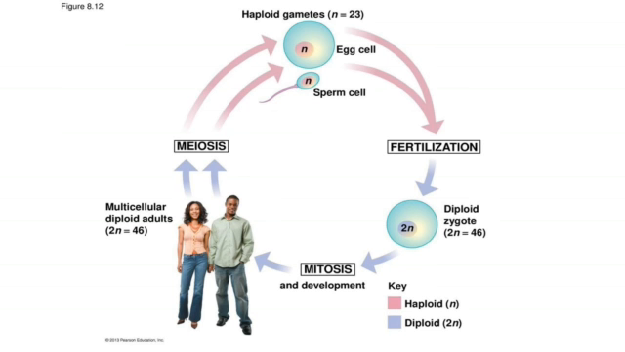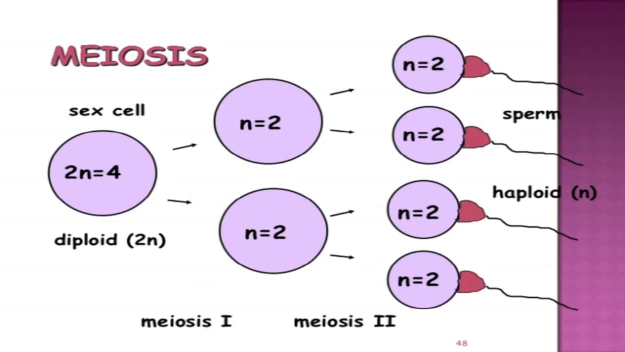Actually, the processes of mitosis and meiosis look similar, but there are a few major differences. The first difference is that mitosis results in two diploid daughter cells, whereas meiosis results in four haploid daughter cells.